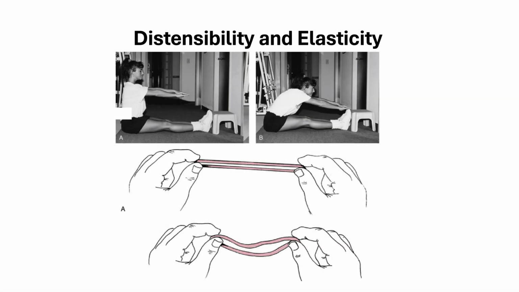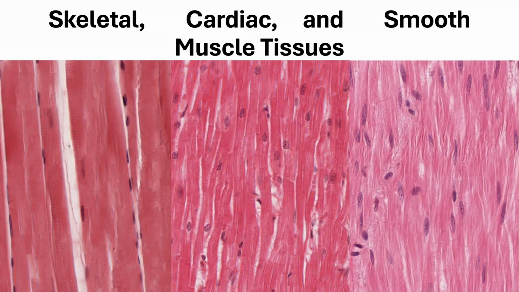Third, distensibility and elasticity. Unlike most cells, muscle cells can stretch up to 3 times their resting length without rupturing. This is distensibility. And when stretched, they can also return to their original shape, a property called elasticity. Now let's look at the three muscle types individually.